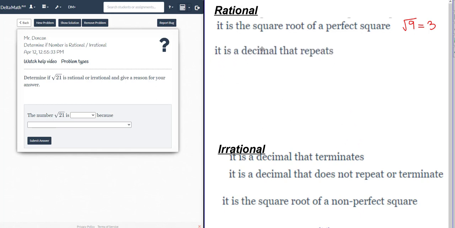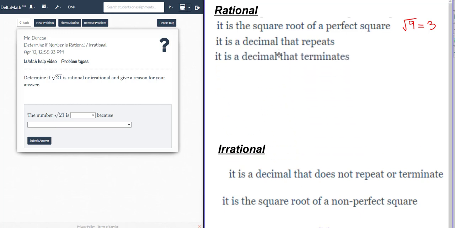The next one that's rational is a decimal that repeats, or it can be a decimal that terminates. A decimal that repeats could be like 0.3 repeating. A decimal that terminates would be like 0.5. That's actually just going to terminate. So rational can be square roots, but the number underneath the radical needs to be a perfect square. It can be a decimal that repeats or terminates. And then by default, everything else is considered irrational.